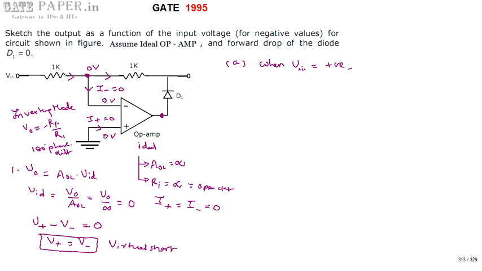So this is the output of the op amp, remember it. It is the output of the op amp, V0. Since Vi is positive and it is an inverting mode op amp, V0 will be negative. V0 is different from V out.